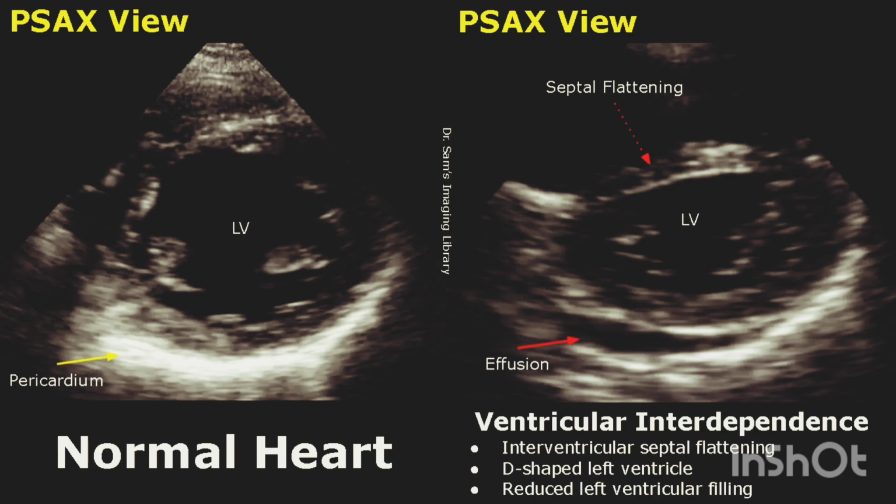In conditions such as pulmonary hypertension, we may find interventricular septal flattening. We see a flat interventricular septum as compared to the rounded configuration in normal cases. We also find a D-shaped left ventricle. Also, there will be reduced left ventricular filling. We also find pericardial effusion in this image.